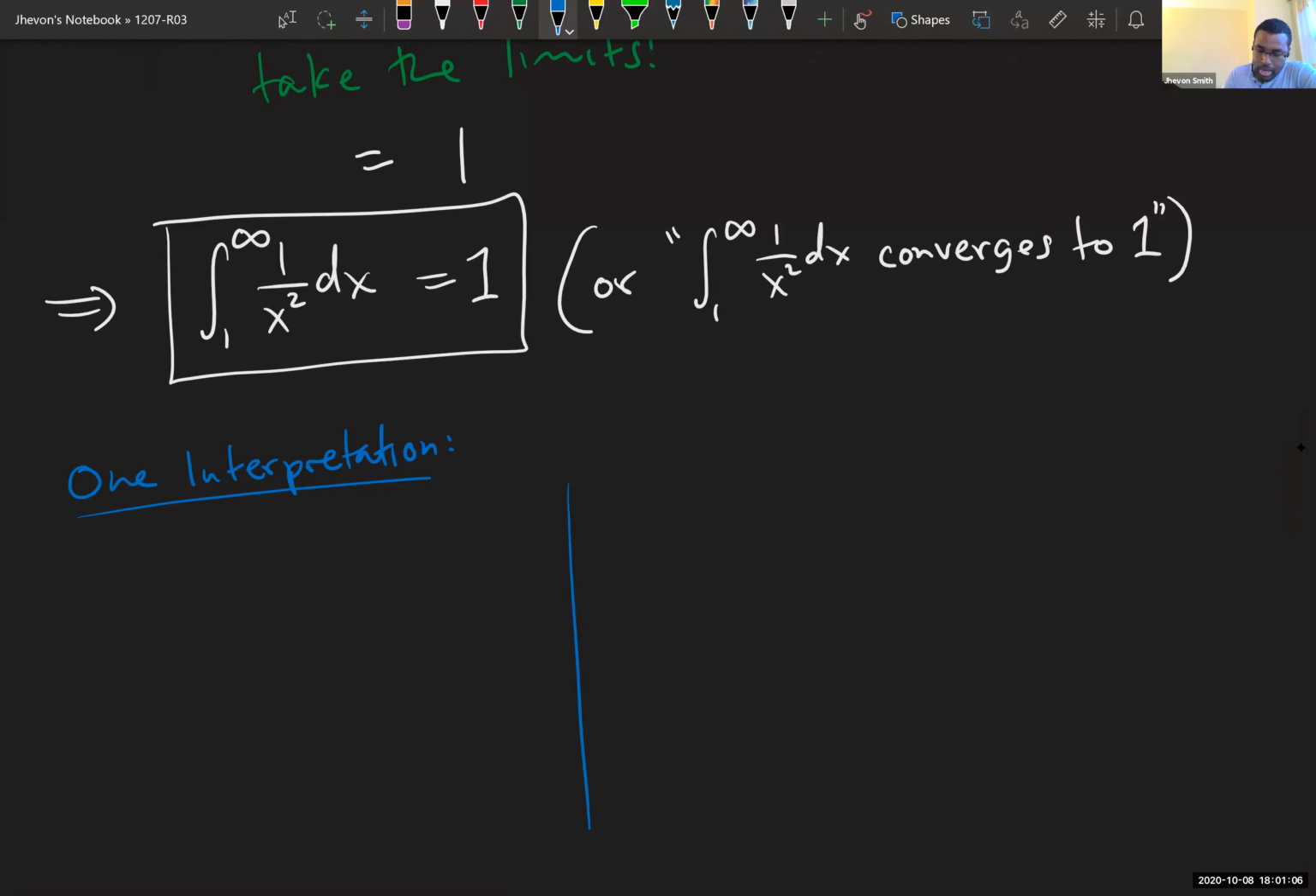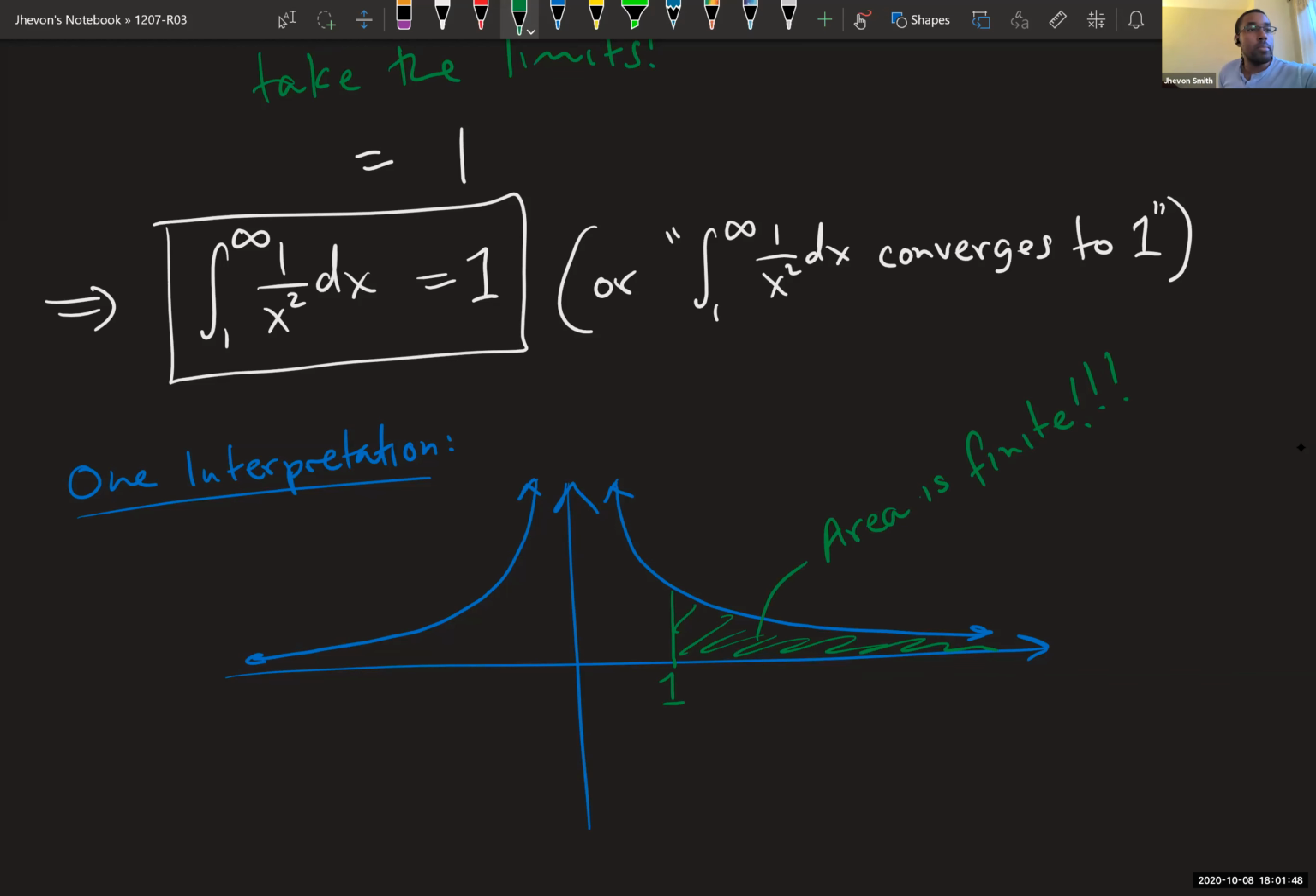Basically what I'm saying is, okay, so if I have the graph of 1 over x squared, which we know looks like this, and we know looks like that, and you were to ask me to find the area from 1 onwards to infinity, forever, right? Don't stop, just find the area under the curve from this point to the right, going on forever. It turns out that the area here is finite.